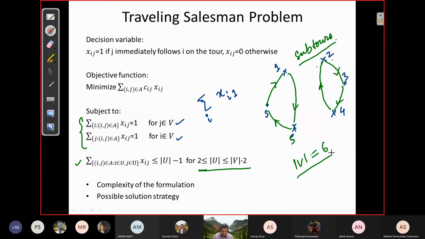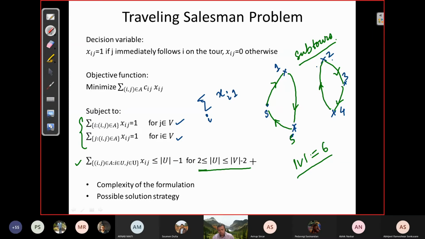Very good. Sir, then the number of such constraints will become exponential, right? Exponential, because we have to take every combination. Exactly. That is why TSP is an NP-hard problem. It cannot be solved for large problems.